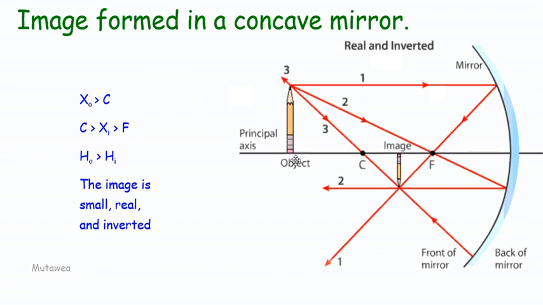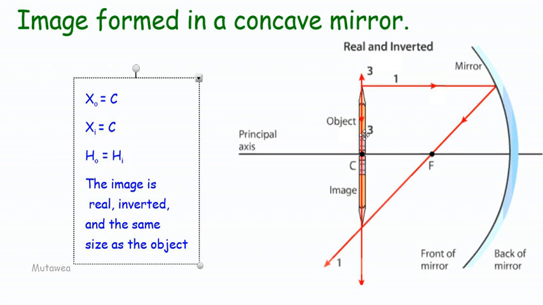If the object distance is greater than C, and we draw the three rays we have learned, the intersection will be here. After drawing the image, we see that the image distance from the mirror is between C and F, and the height of the image is smaller than the height of the object. And the image is real, inverted, and smaller than the object.